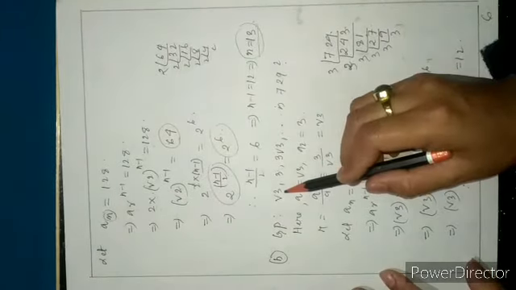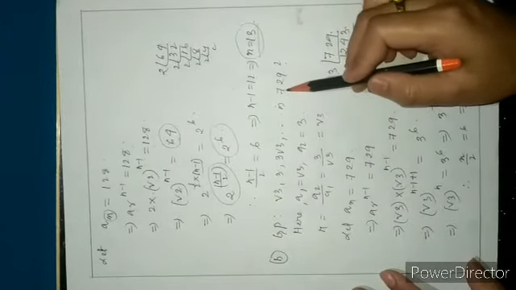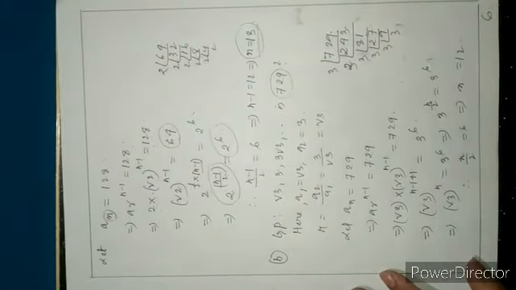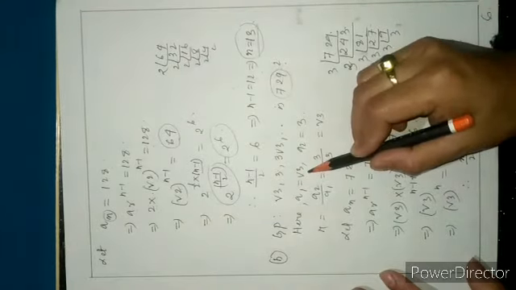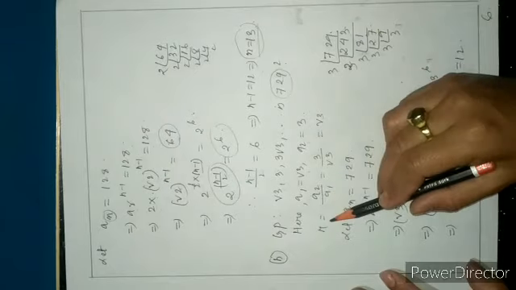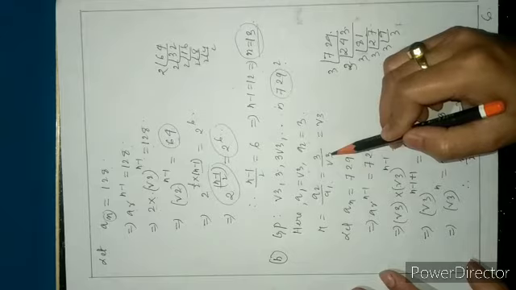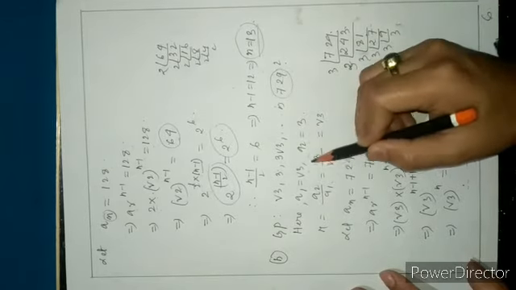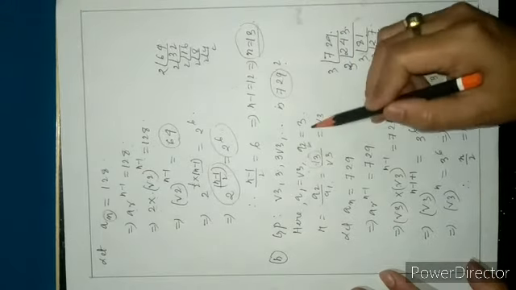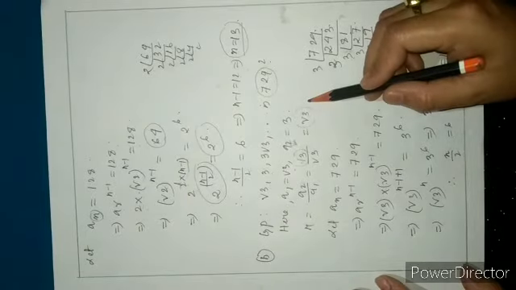Next geometric progression is root 3, 3, 3 root 3, and so on. Which term is 729? With the first term equal to root 3 and the second term equal to 3, the common ratio R is a2 divided by a1, that is 3 divided by root 3. This 3 can be expressed as root 3 whole square, and the root 3 cancels, so root 3 is the common ratio of the geometric progression.